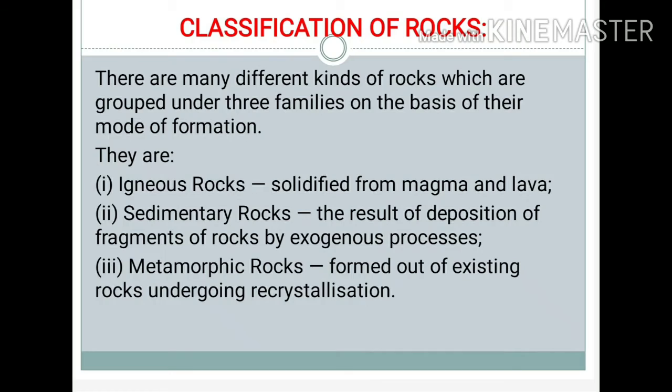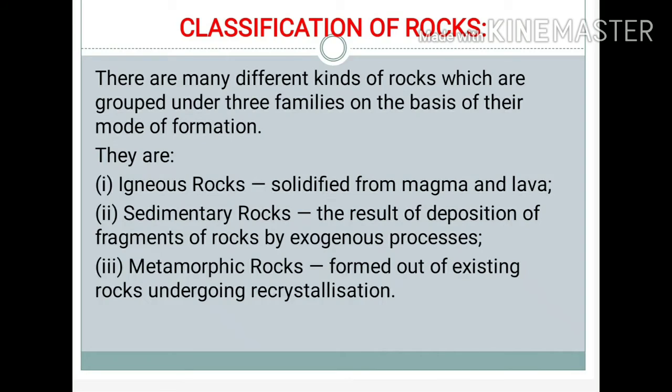Now comes the classification of rocks. There are many different kinds of rocks which are grouped under three families on the basis of their mode of formation. That is, on the basis of the mode of formation, rocks have been classified into three types. First one is igneous rocks, second one sedimentary rocks, and third one is metamorphic rocks.